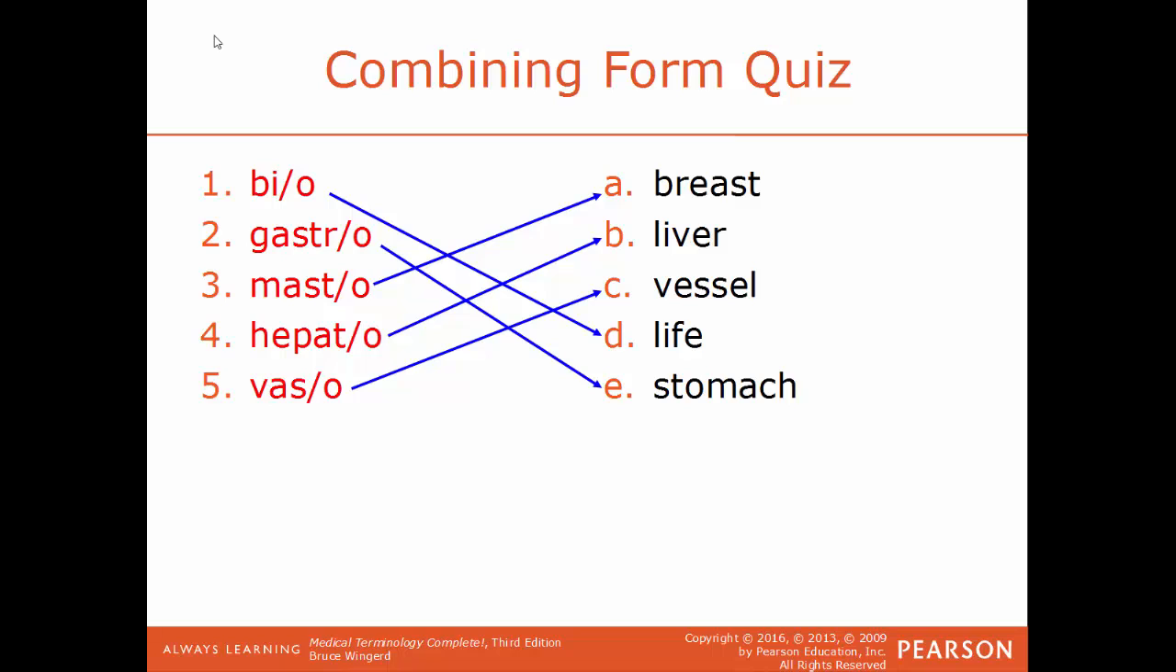And again, the key is that all of these definitions will never ever change. Now, vaso will always mean vessel. Hepato is always going to mean a reference to the liver. That doesn't change because you're talking about a male or female or someone young or someone old. These terms never ever change their definitions, which makes this a lot easier.